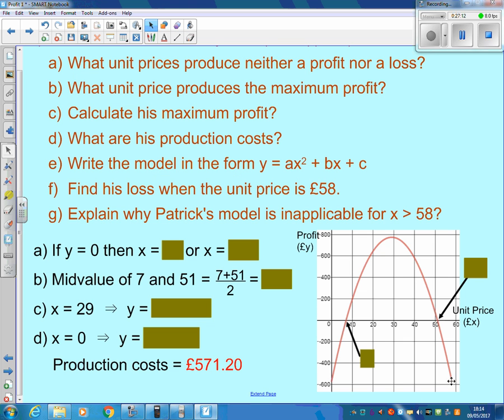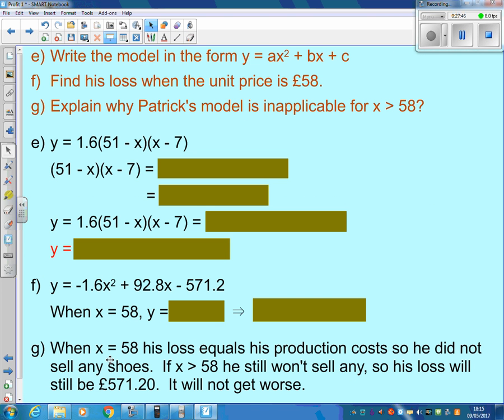Okay, so basically, what's happened is when he's got to £58 and he advertises them, nobody wants to buy any. So if he advertises them for more than £58, he's still only going to make a loss of £571.20. It's not going to change, because if he sells them for £58 or £60 or £70, £80, it doesn't matter. He's still not selling any, and so he's left with his production costs of £571.20. So when x is 58, his loss equals his production cost, so he didn't sell any shoes. If x is more than 58, he still is not going to sell any, so his loss will still be £571.20. It's not going to get any worse, it's just going to stay there.